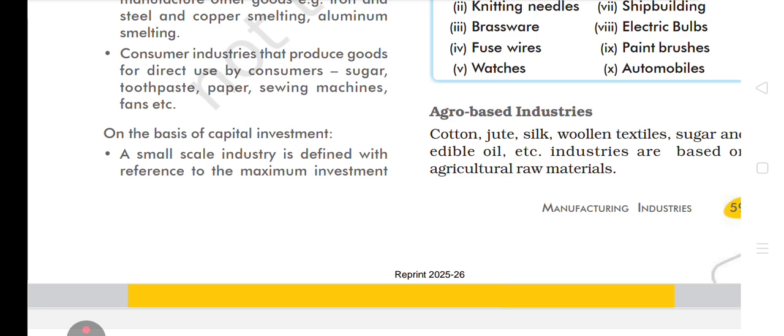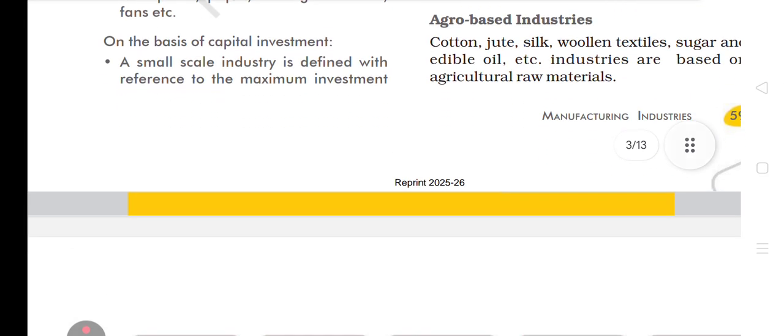Now, on the basis of capital investments. So far we have seen two criteria. First, on the basis of raw materials used, there are agro based industries and mineral based industries. Then according to the main role, there are basic or key industries and consumer industries. So these four industries, I think you will remember. Next is on the basis of capital investment, that is, how much we have invested in that company.